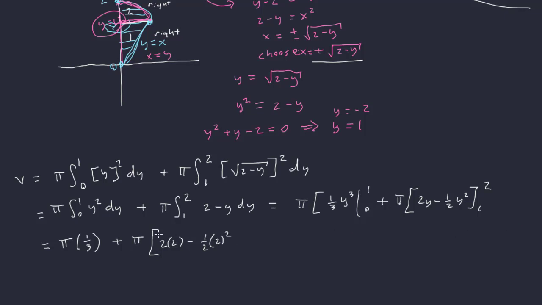Okay, so let me put some parentheses around that, and then we'll plug in the 1. When you plug in the 1, you'll get 2 times 1 minus 1/2 times 1 squared. I'm being very explicit about this. All right, so we'll get pi over 3 plus pi times, here we'll get 4 minus 2, and then we need to be sure we change the signs over here, so it will be minus 2, then plus 1/2.